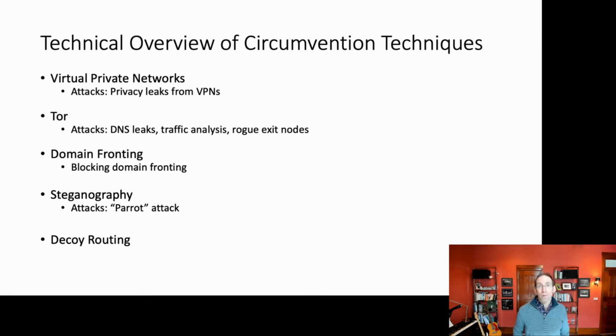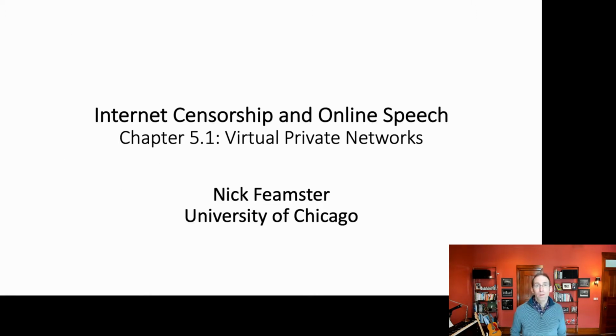The general family of those techniques is sometimes called pluggable transports, and one specific technique that has been developed is called domain fronting, and we'll look at that as a particular circumvention technique. We'll also look at other techniques including steganography and decoy routing. Let's take a look at virtual private networks. We'll explore how virtual private networks work, how people use them, what they're capable of, and their limitations.